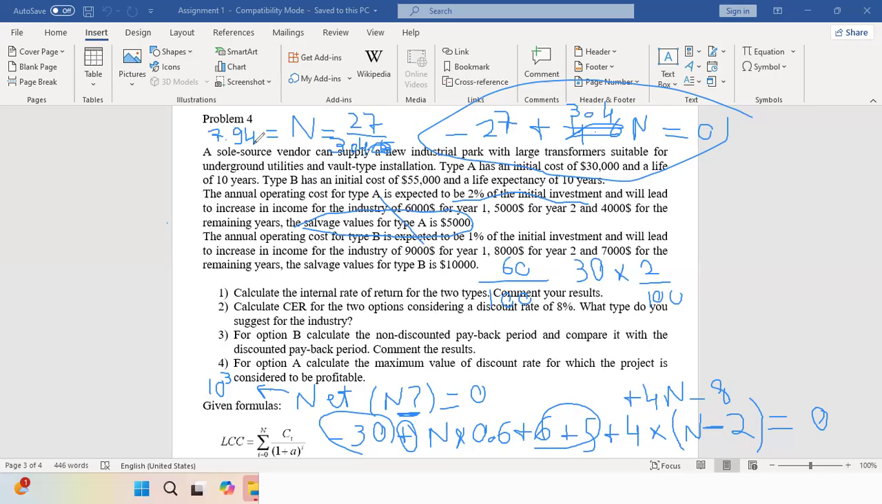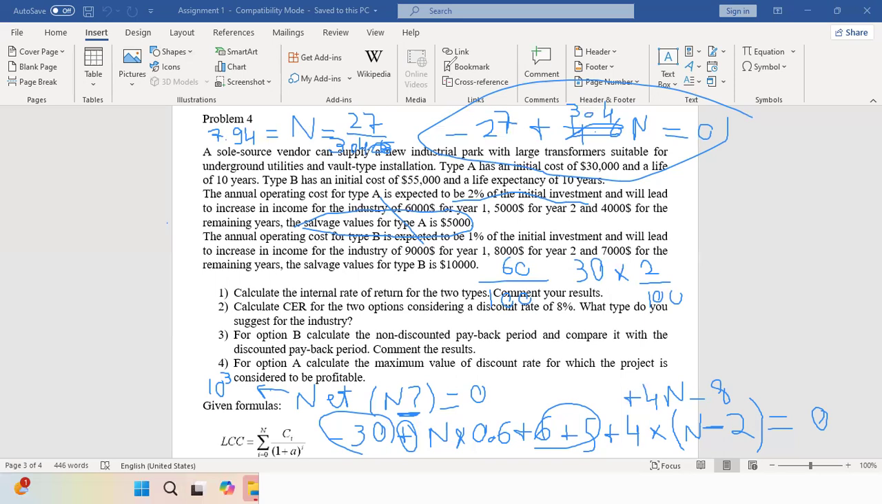Also, if we do the questions in the reversed way, there is no need to continue. If we do the non-discounted payback period first, and then calculate the maximum discount rate for which the project is profitable, we'll obtain a very small value of discount rate. So since the maximum discount rate for which the project will be profitable is a relatively small value, we can say that for a discount rate of 8%, the project will not be profitable. Yes, Salma?